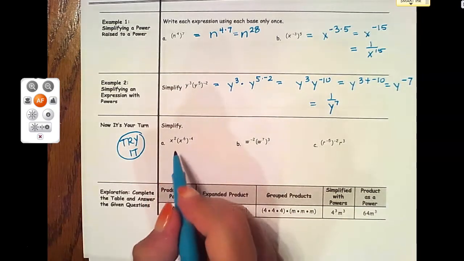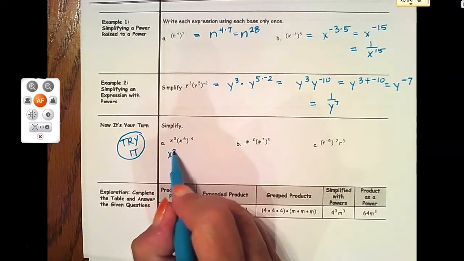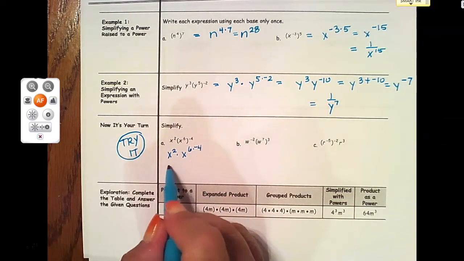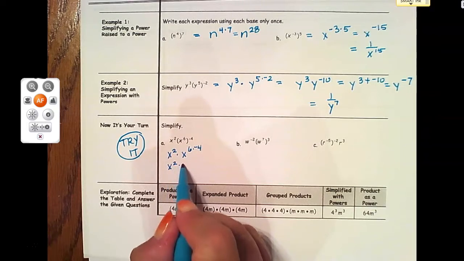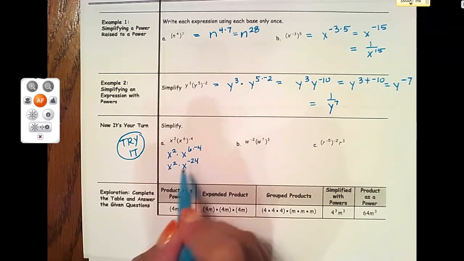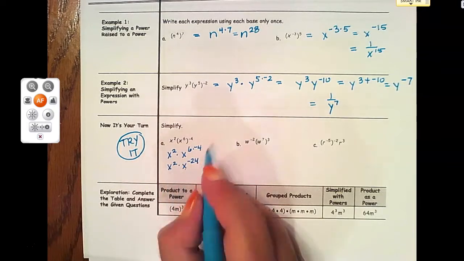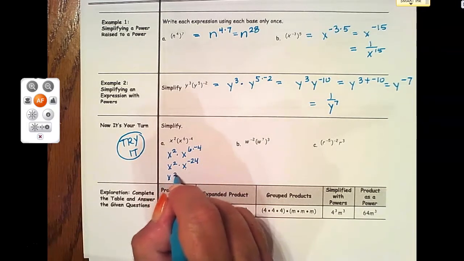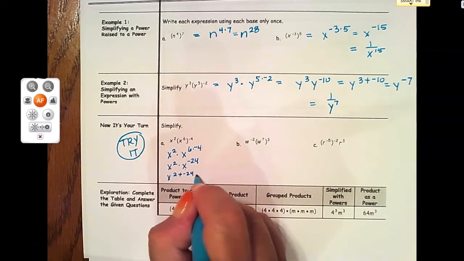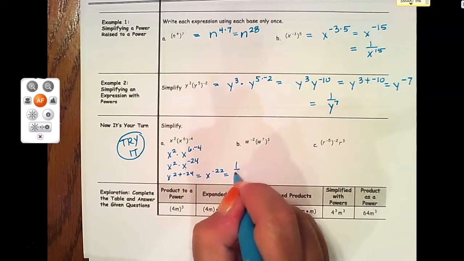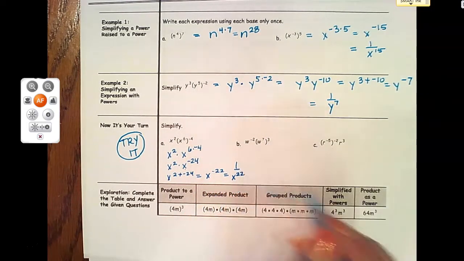So I'm going to show all of my steps. First of all, I've got a power to a power, so I'm going to take care of that first. 6 times negative 4, which is negative 24. Then product of exponents with the same base, so I add. So x to the 2 plus negative 24, or x to the negative 22. And I'm going to put that down in the denominator. Final answer: 1 over x to the 22nd.